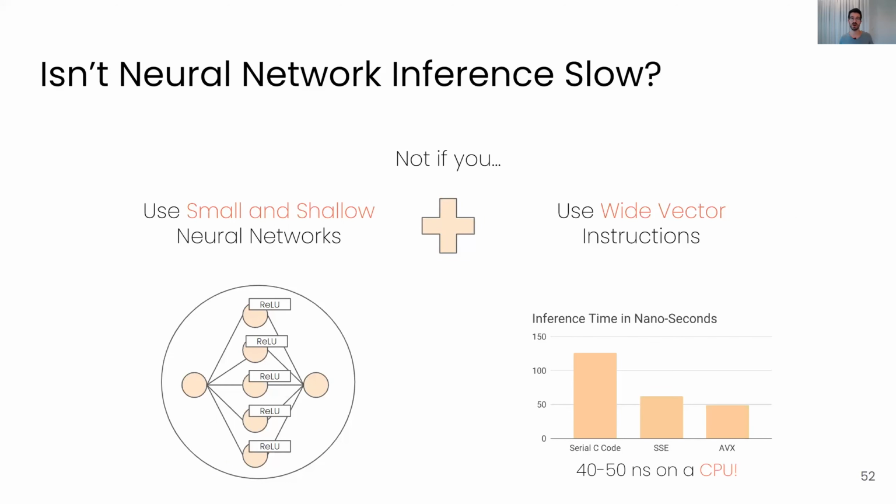Another question, what about neural network inference? Isn't it slow? Well, apparently, with a combination of small and shallow neural networks with wide vector instructions, we can evaluate an RQ-RMI model in between 40 to 50 nanoseconds on a CPU.